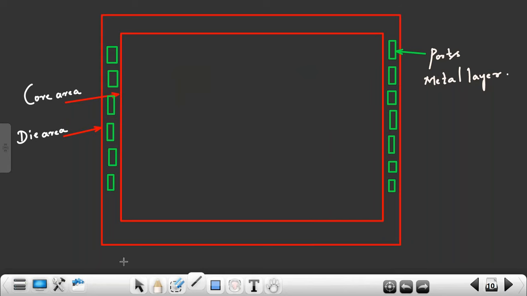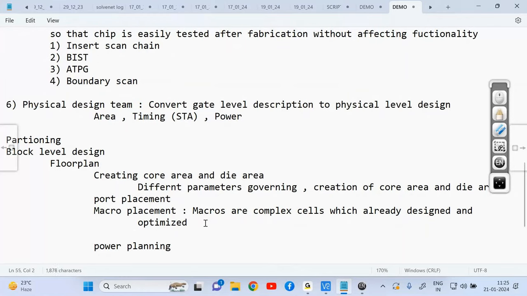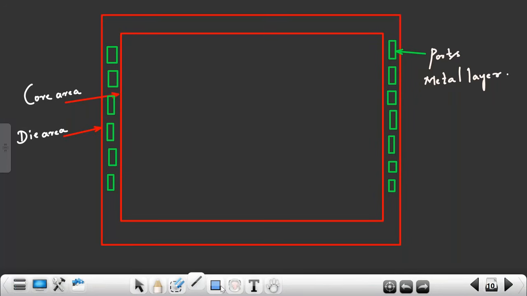But there are a few cells called macro cells. So macros are complex cells which are already designed and optimized. See, there are a few cells like SRAM, RAM. The cells we generally use are SRAM and PLL, phase lock loop. So for these cells we will directly take the layout and place it. What is inside this layout, right? We may have plenty of cells. We are not bothered because this SRAM is already designed by some other person, and we directly purchase the layout of this SRAM and place it in our design.